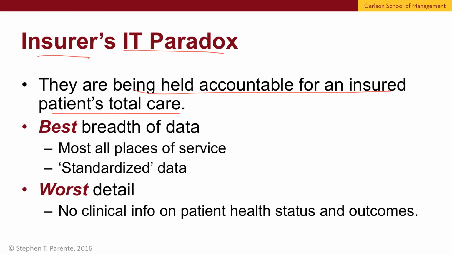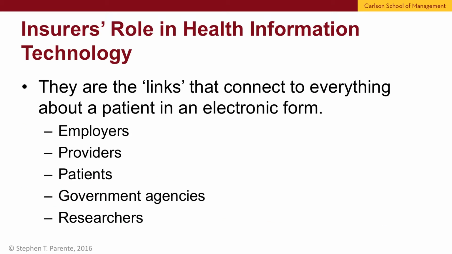Now, what's great about an insurance company is they have the best breadth of data. They see the data from all places of service because of the billing records, and that data is very standardized. It has a very common structure that can be used and seen across different areas. The problem is that it has the worst detail. There's very little clinical information on what the patient's health status is or their outcomes. For example, we know that a clinical test is being billed for, but we don't actually know the outcome of the test. Literally, someone could be billing for a test for cancer. We don't know whether it's benign or malignant in terms of what the test results are going to be. And so this presents a paradox. They're linked to all of it, but yet they don't have sufficient data to manage.